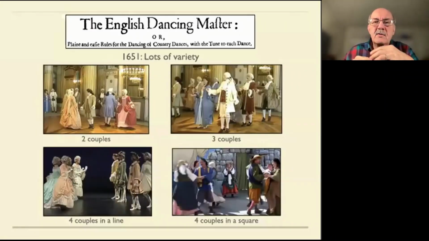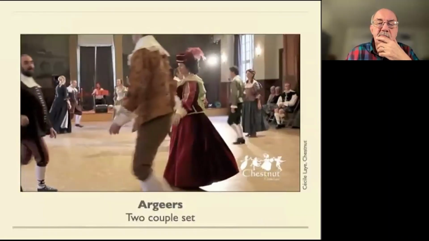So early on, we have a relatively small group of people, nobility, people with the wealth and the time to study with private dancing masters, and they learn dances to appear in court. So here are a few examples of some of the different formations that we'd find from that early period.